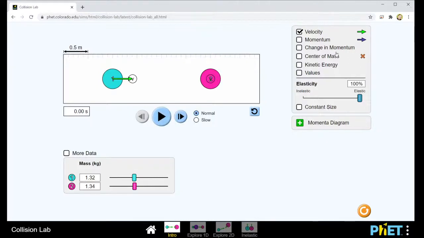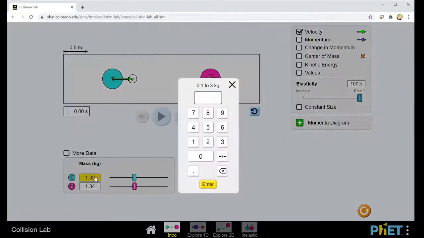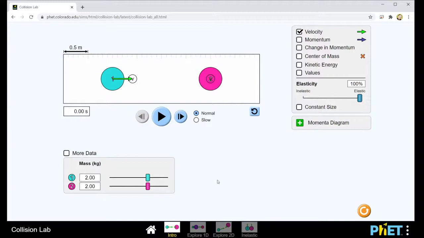Okay. And we'll make both masses the same size, 2 kilograms. Okay, and let's watch what happens here. You'll notice over here there's a slider for something called elasticity. You can make the simulation completely inelastic or completely elastic and anything in between. So let's start with the elastic case, completely elastic.